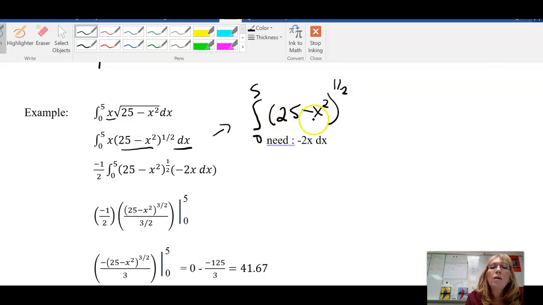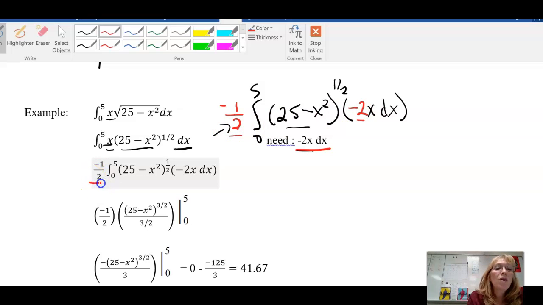Now I have to have the derivative of 25 minus x squared back here. Currently, I have an x and I have a dx. Well, the derivative of 25 minus x squared is negative 2x. That means I need to multiply by a negative 2 here in order to get my complete derivative that I need. But if I'm multiplying by negative 2, I have to put negative 1/2 on the outside to keep my balance, because negative 2 times negative 1/2 is 1. So that's where this came from. I hope that helps you.